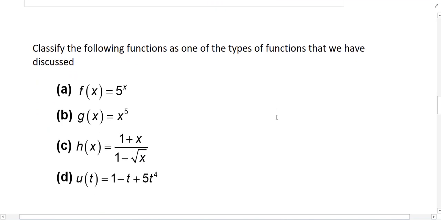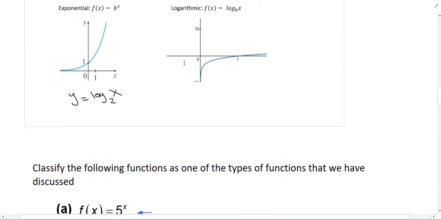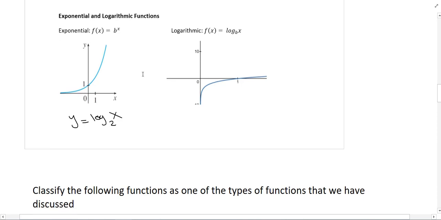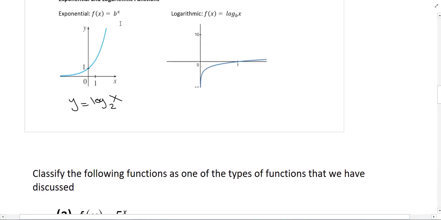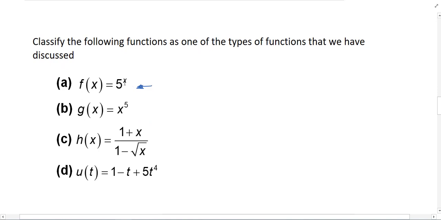All right, so let's classify the following functions as the types we just studied. So f of x equals 5 to the x, what would you classify that as? This looks like exponential. The base is the constant and the exponent is the variable. So this will be an exponential function.